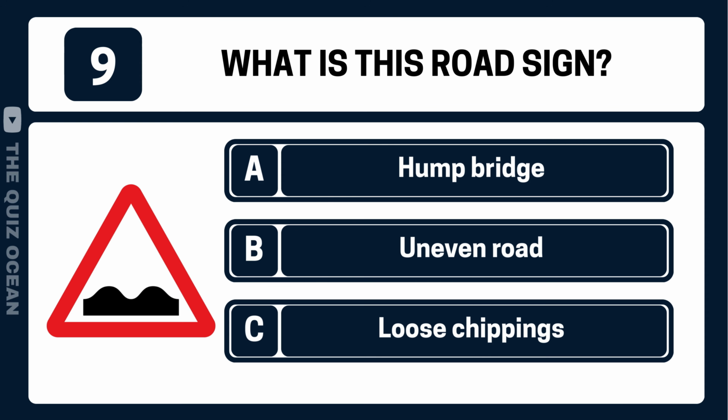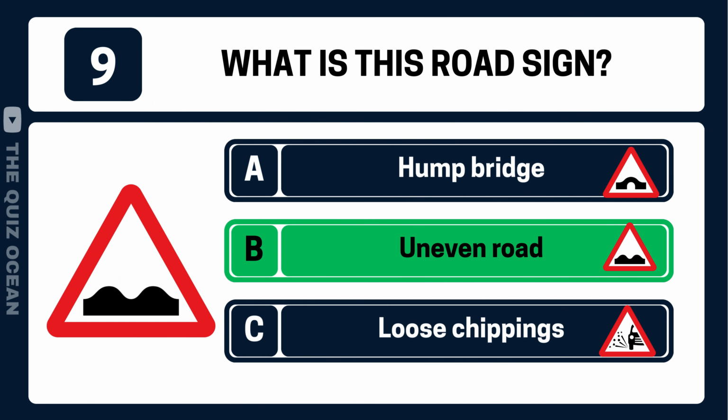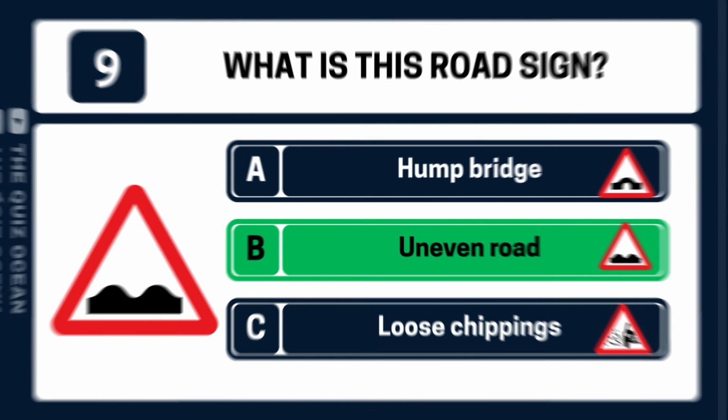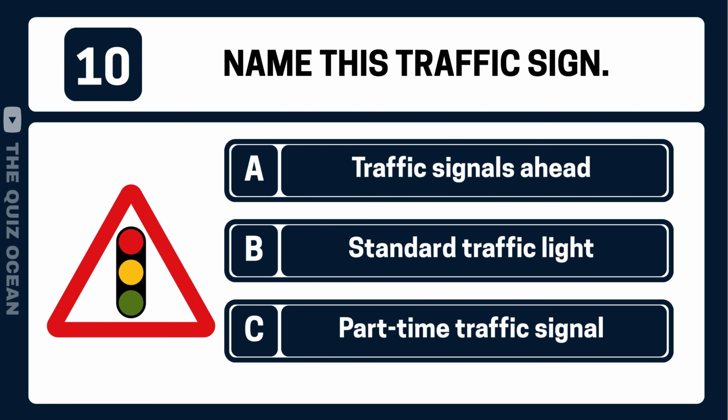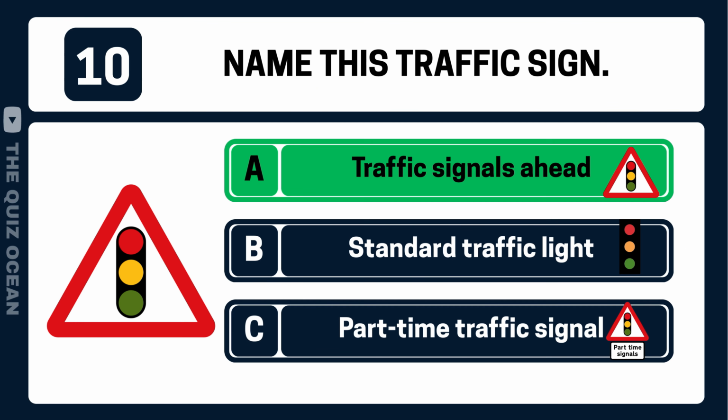What is this road sign? Good observation. This is the uneven road warning sign. Name this traffic sign. Correct. This sign indicates upcoming traffic signals.